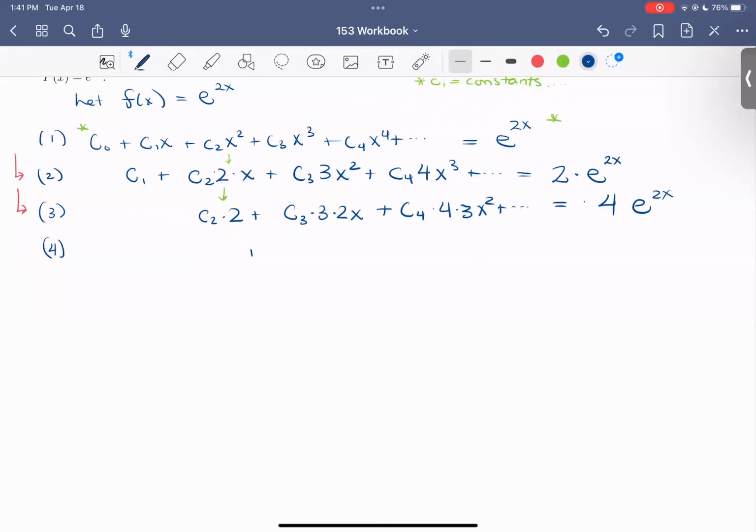Fill in my dot, dot, dots. And then now when I take the derivative of 4e^(2x), I'm going to have 4 times 2 because I'm using the chain rule on e^(2x). So that would give me an 8e^(2x).